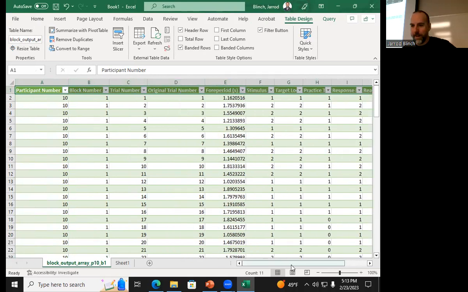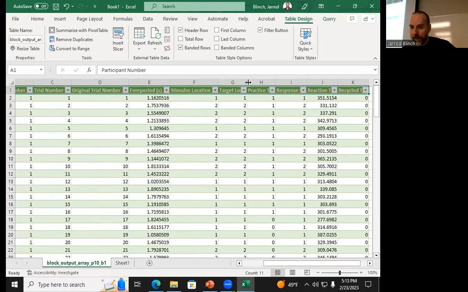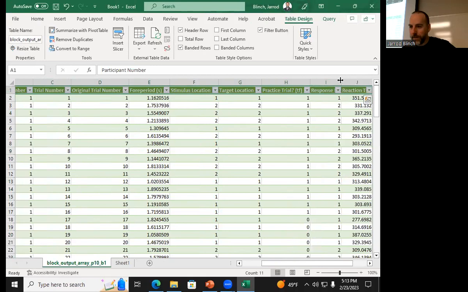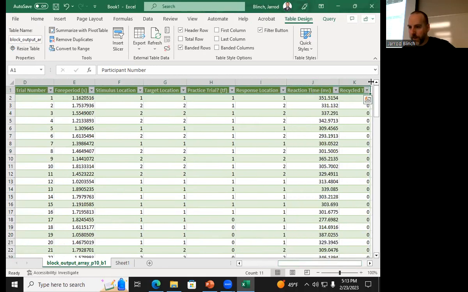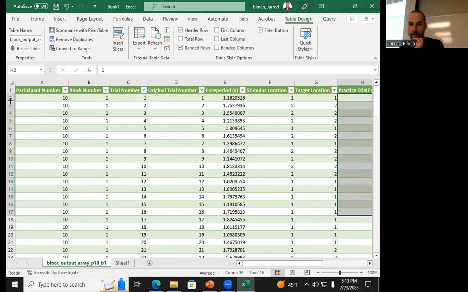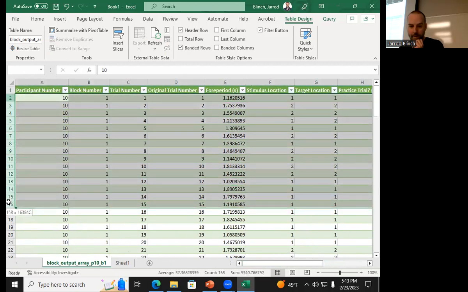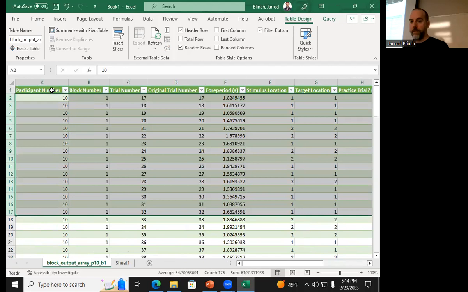All right, we've got our raw data. I put headers on here at the beginning of the semester to make it a little easier to read. So we want to get rid of practice trials. Over here, we can see the first 16 are all practice trials. And what we can just do is highlight those trials and delete them. And they're gone. So practice trials gone.